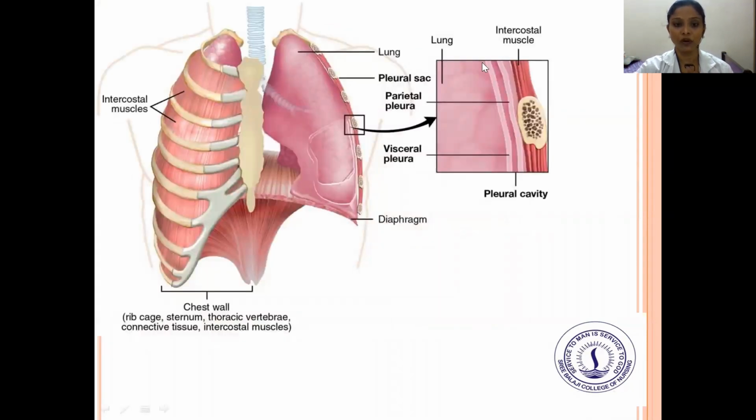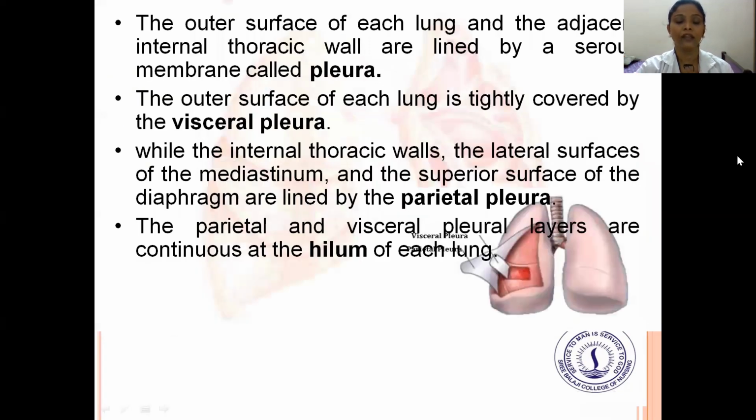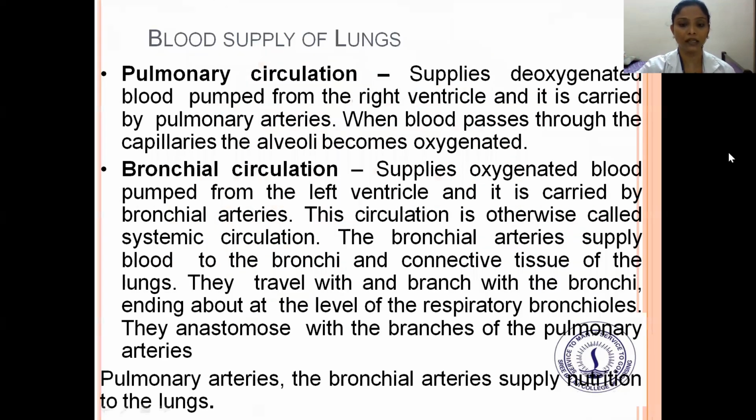And this is the chest wall. You can see here this is the lung which produces the pleural sac, and then the visceral pleura, the diaphragm and the chest wall. This is the pleural cavity. The outer surface of each lung and the adjacent internal thoracic wall are lined by the serous membranes called pleura. The outer surface of each lung is tightly covered by the visceral pleura, while the internal thoracic wall, the lateral surface of the mediastinum, and the superior surface of the diaphragm are lined by the parietal pleura. The parietal and the visceral pleural layers are continuous at the hilum of each lung.